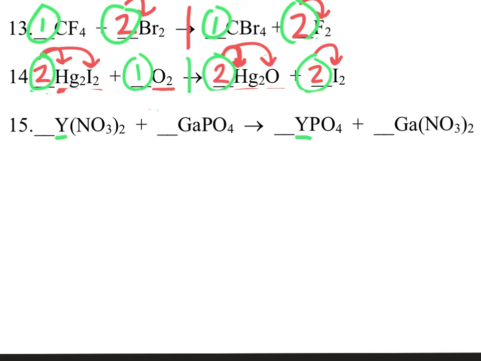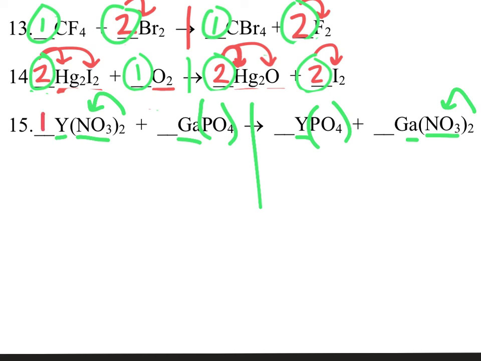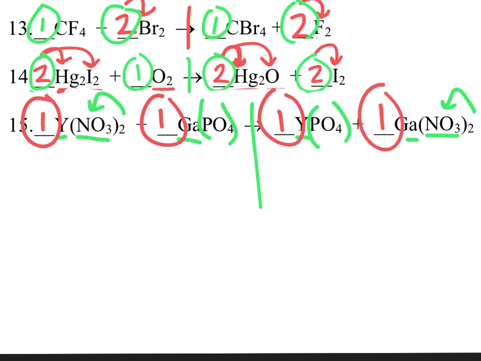I have 1 Y, yttrium. Sorry, split that in half. Ooh, I've got 2 whole nitrates because that 2 is for the whole thing. Look at that. 2 whole nitrates. 1 gallium, 1 whole phosphate, PO4, and 1 whole phosphate, PO4. Hey, take a look at that. That one actually is already balanced. So you could leave it blank or throw 1s in there if you'd like to balance it out. But that worked out nice.